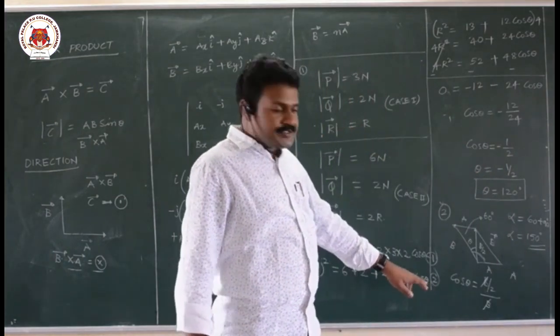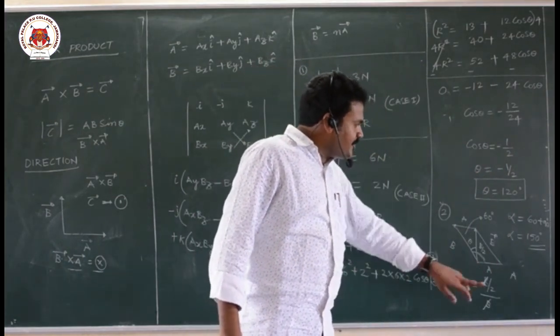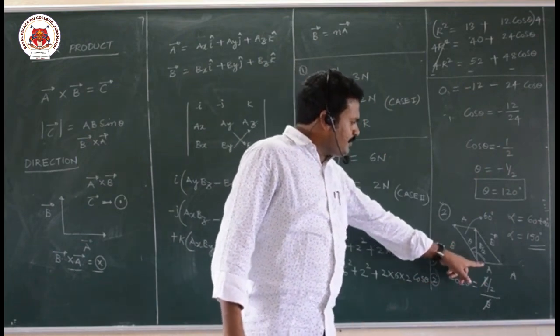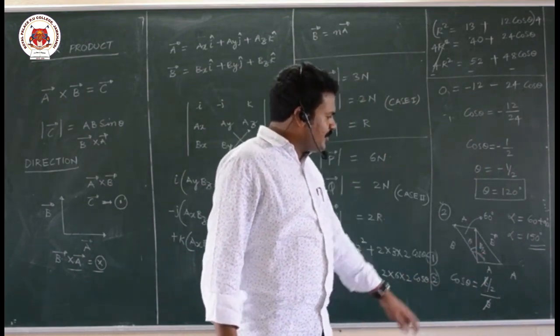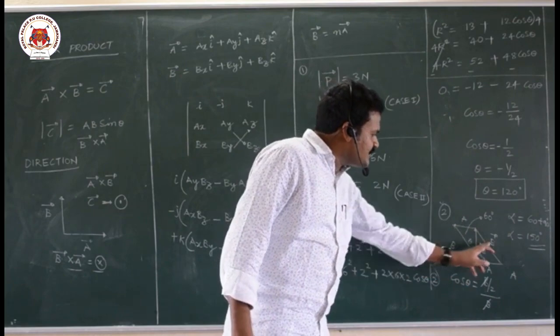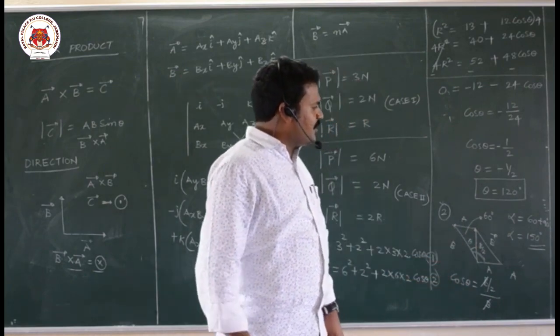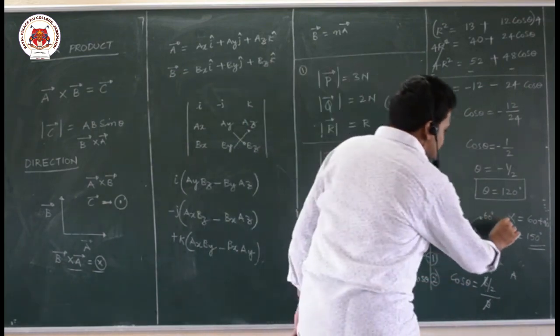So the question is the vectors A and B, the resultant is perpendicular. If this is A, this is also A, this is B, this is also B, then you will get alpha is equal to 150 degrees.